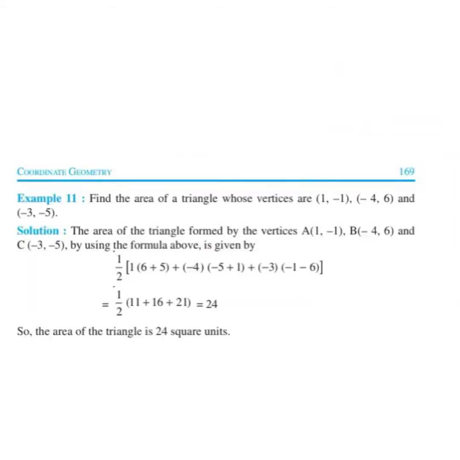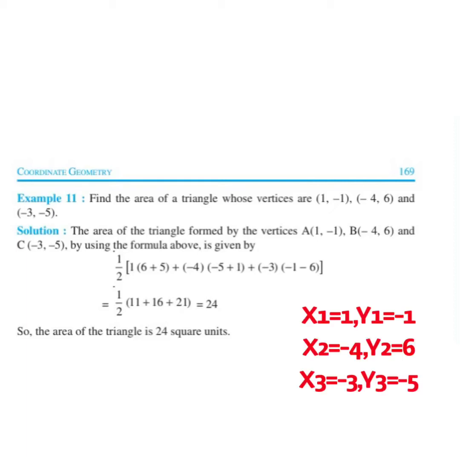Now let us see the examples of your textbook. Example 11. Find the area of a triangle whose vertices are (1, minus 1), (minus 4, 6) and (minus 3, minus 5). So here let A be (1, minus 1), B (minus 4, 6) and C (minus 3, minus 5). And we have to find the area of triangle ABC. So first of all, what is x1 here? x1 is 1, y1 is minus 1, x2 is minus 4, y2 is 6, x3 is minus 3 and y3 is minus 5.